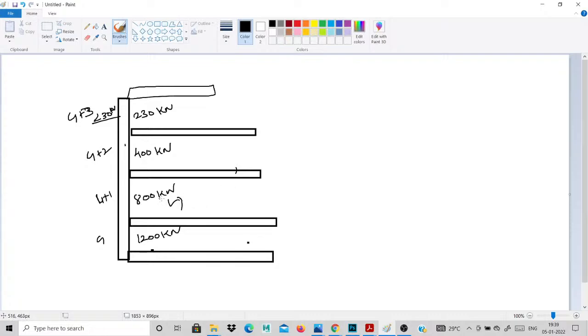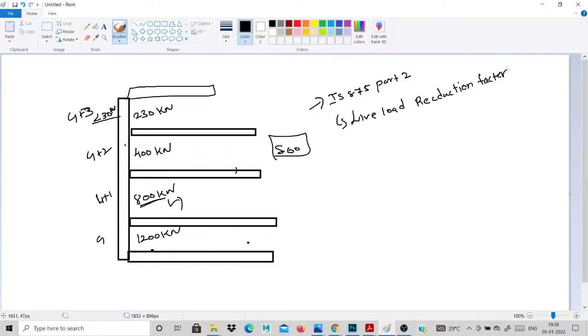How to reduce your loads? This is our compression member load. How to reduce this load? Say 800, how to reduce this load? As per IS 875 part 2, you will reduce your compression member load also using the live load reduction factor. You will reduce your compression member load only, as per IS 875 part 2. Go for the live load reduction factor.